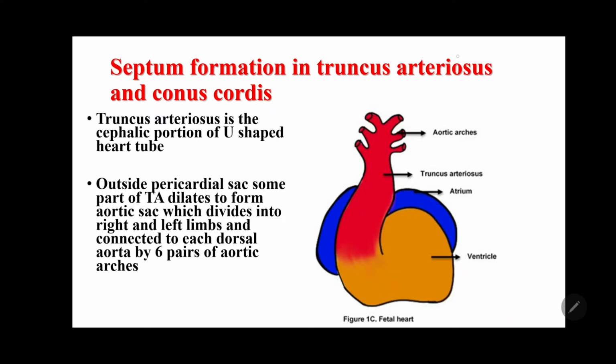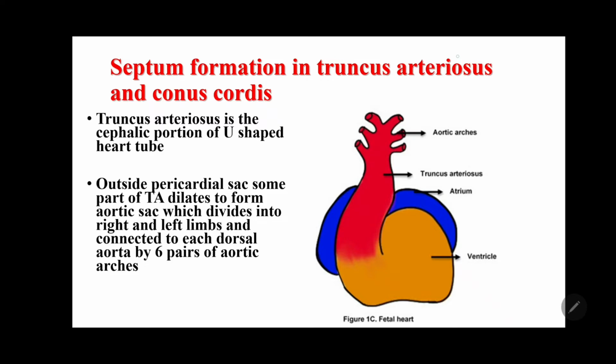Because the right and left ventricles are separated by the septum, there should be a separate outflow channel for each ventricle. That's why first we are discussing the formation of septa in the truncus arteriosus and conus cordis. So let us begin. Let us revise what is truncus arteriosus.